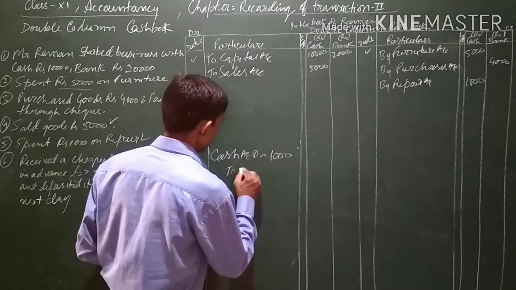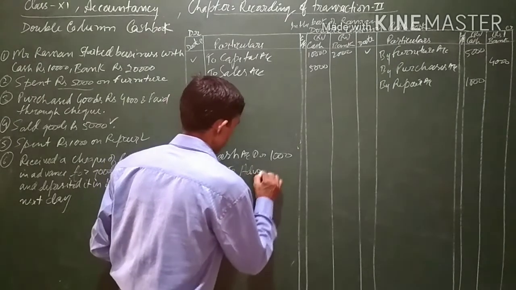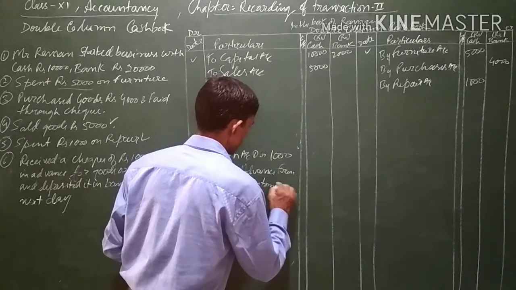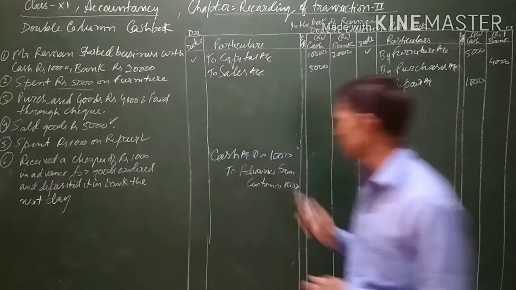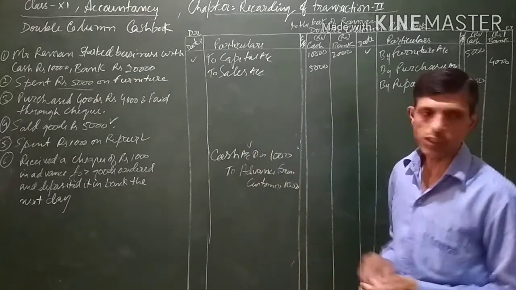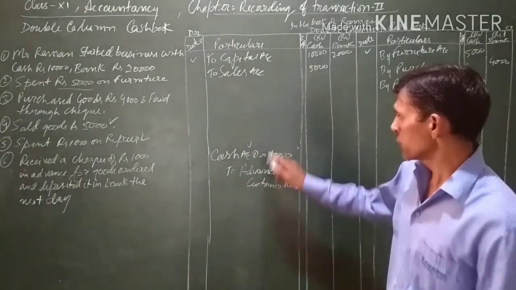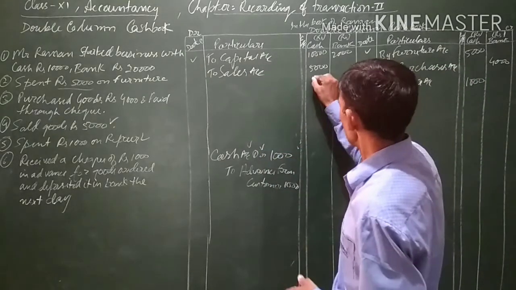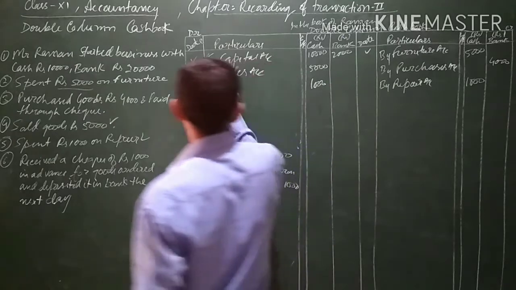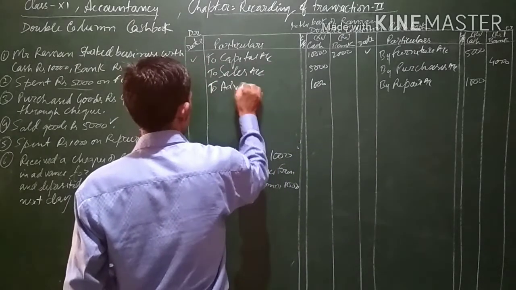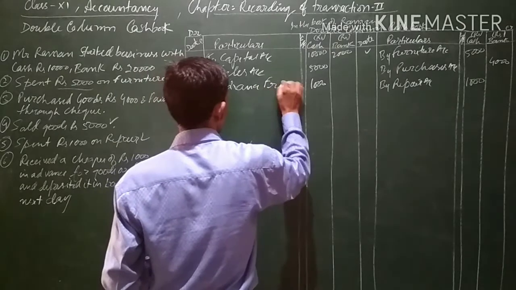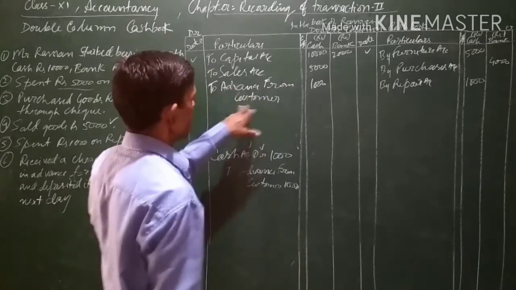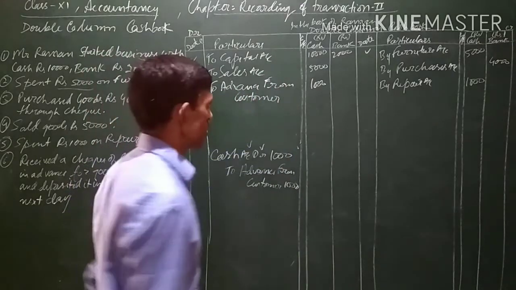So you will be writing here to advance from customer. The name of the customer also will be written, but the name is not given, so we will be writing to advance from customer. See here cash account is being debited, so on the debit side, in the cash column, we will be writing to advance from customer, or when the name of the customer is given, we will be writing to advance from the name of the person who is given.